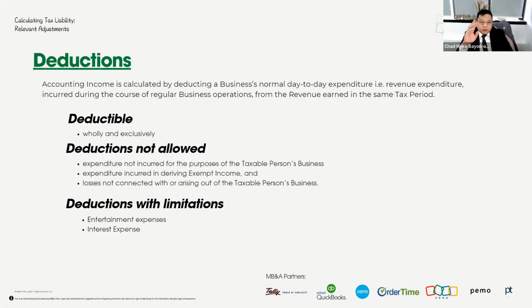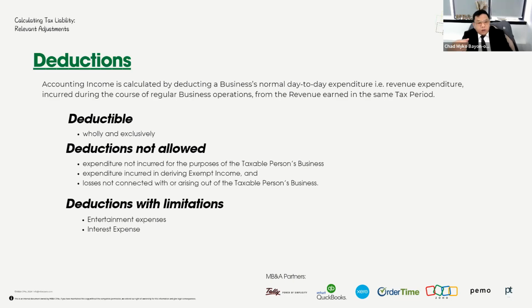Okay. So the next discussion that we will be having would be the deductions. For the deductions, the major consideration or the general rule is if your expenses are wholly and exclusively incurred for the purpose of business, then yes, it will be deducted. So please take note, if it is wholly and exclusively for the purpose of business, it will be considered as deductible.